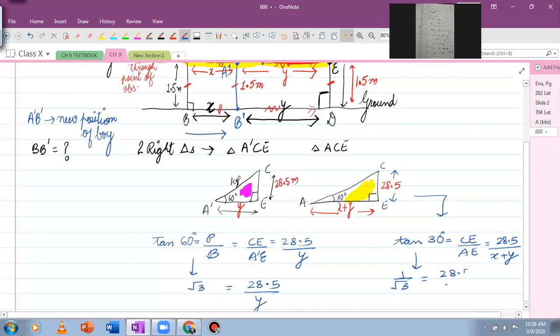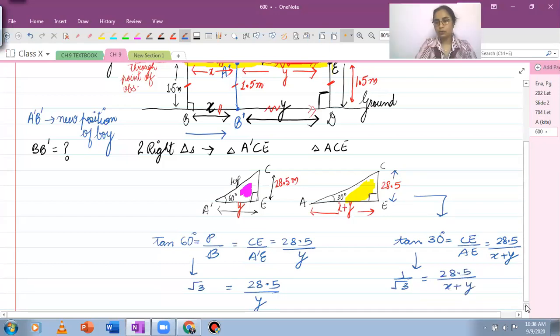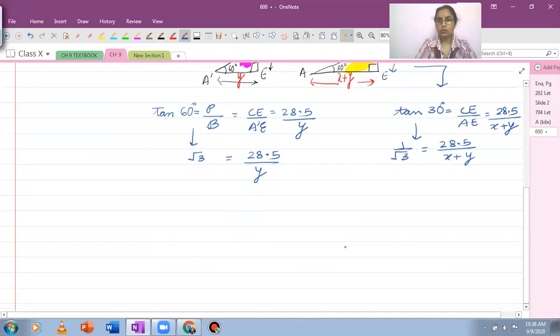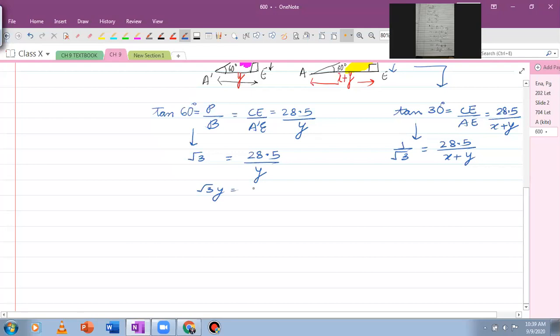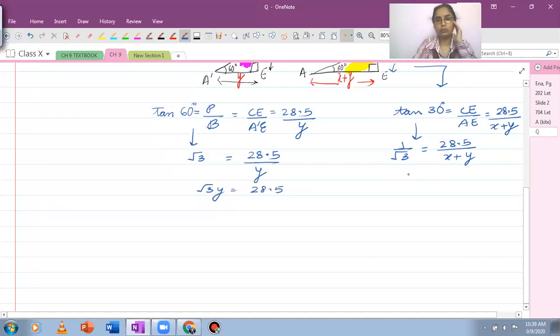So you will get two equations actually. आपके पास दो equations बन जाएंगी and you're going to solve these two equations in order to find out x. X find करना है हमें. So if I just cross multiply over here, this will be root 3y equals 28.5. And if you want to do, you can do the same here. From here, you can obtain the value of y actually.